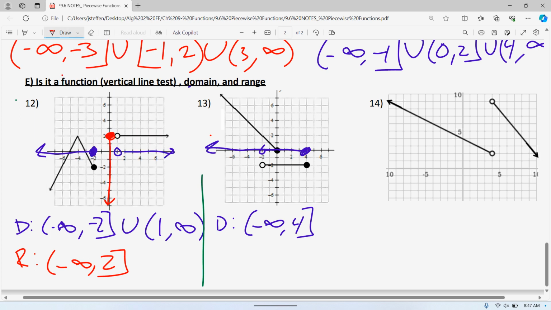And your range, same thing, this would squish down to 1 single point. This would squish up. So it would start at negative 2. So I have negative 2 all by itself in a bracket, because there's just a dot. And then it would start at 0 and go to positive infinity.